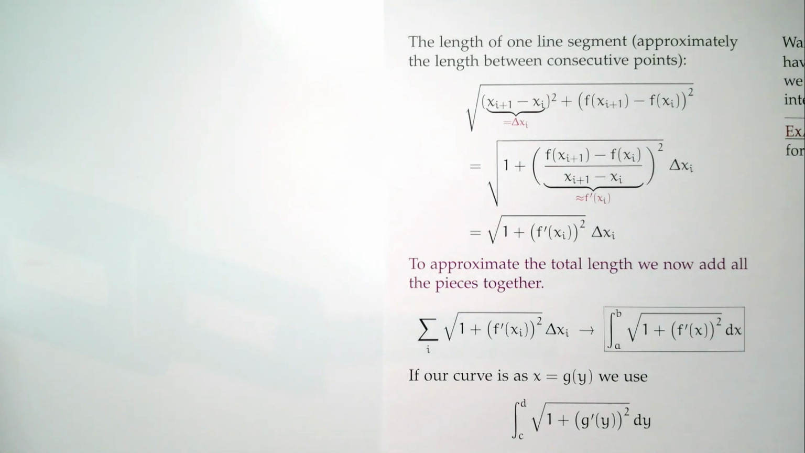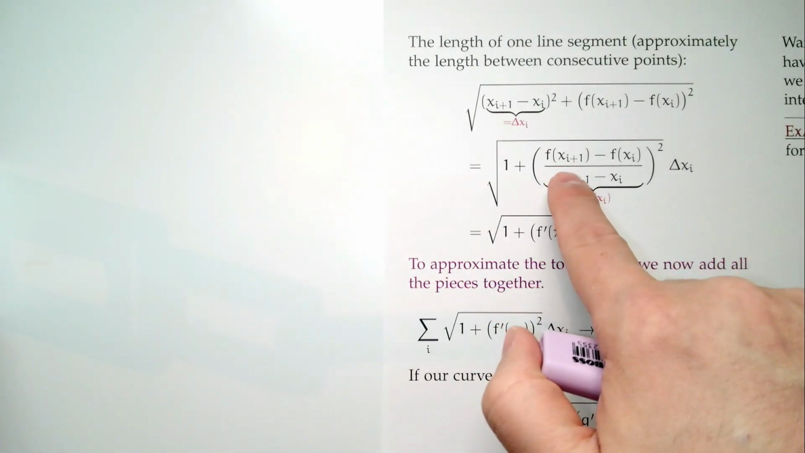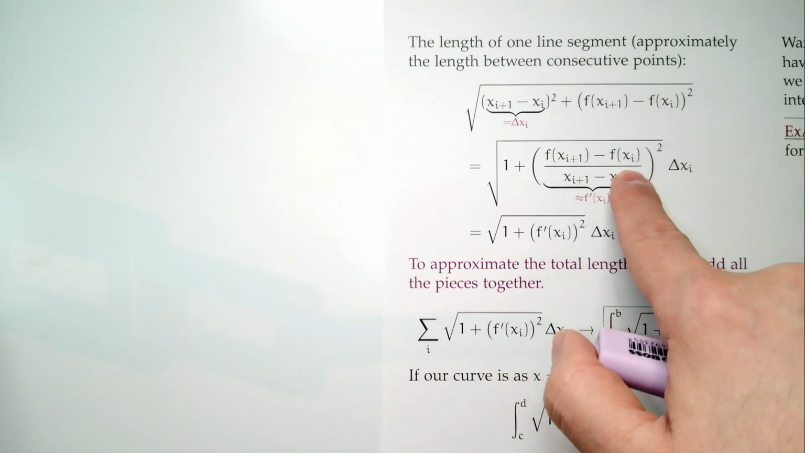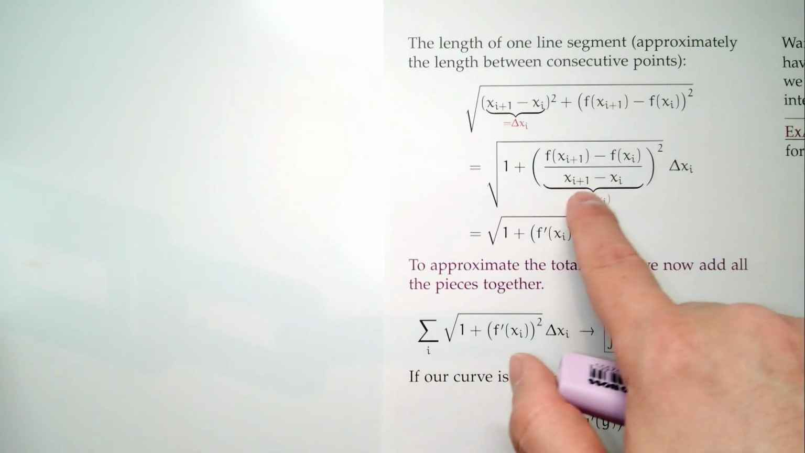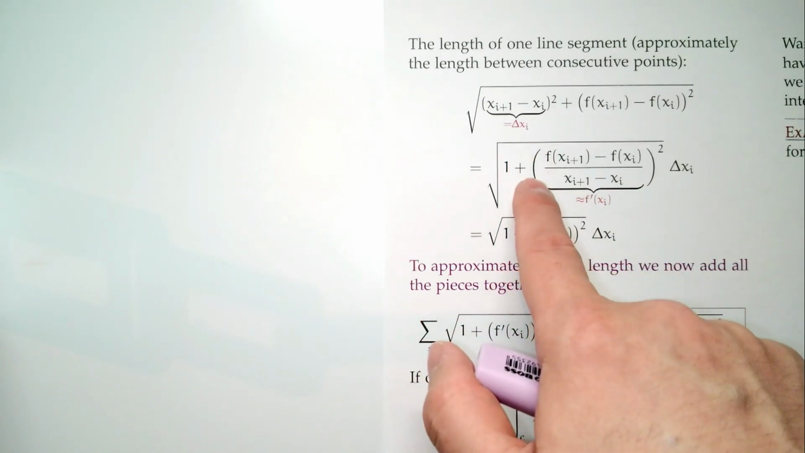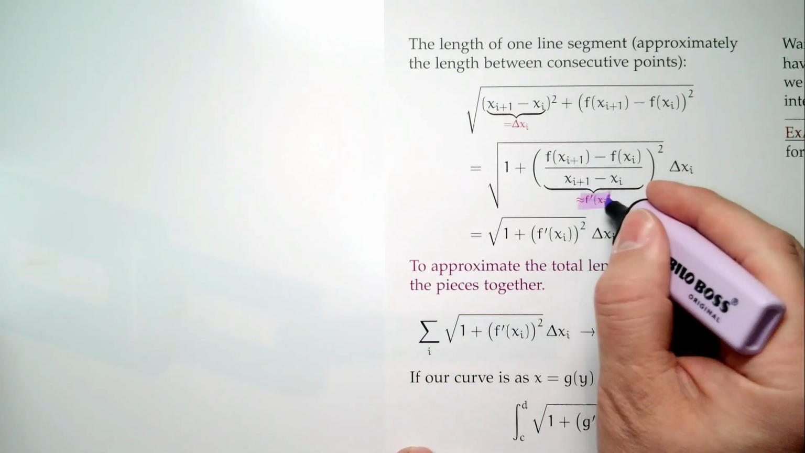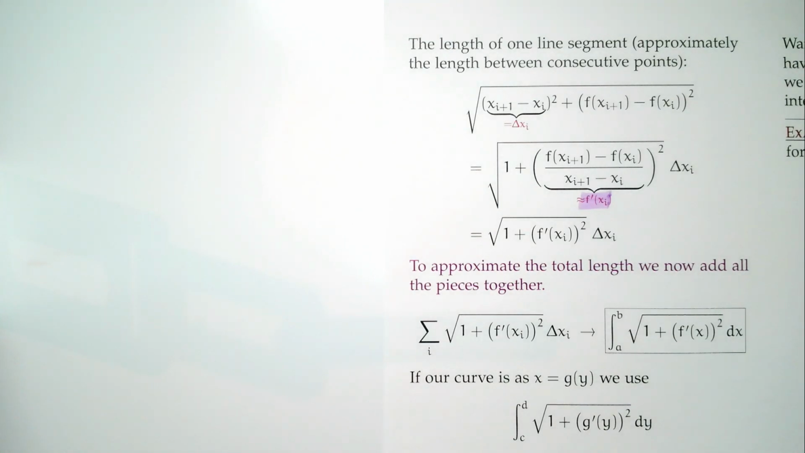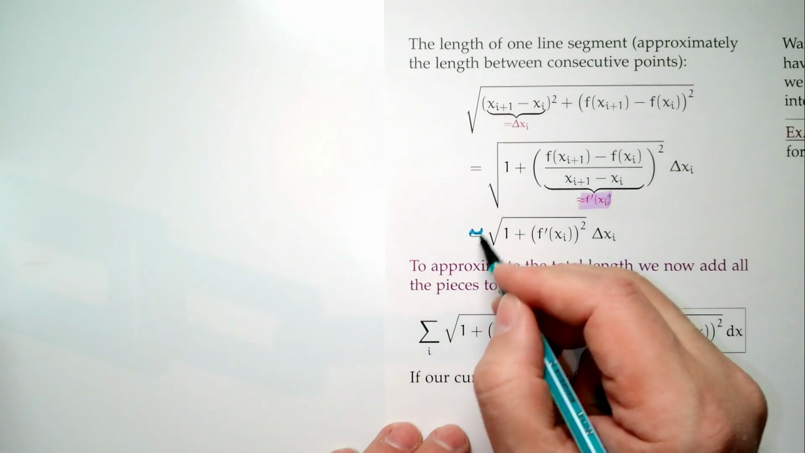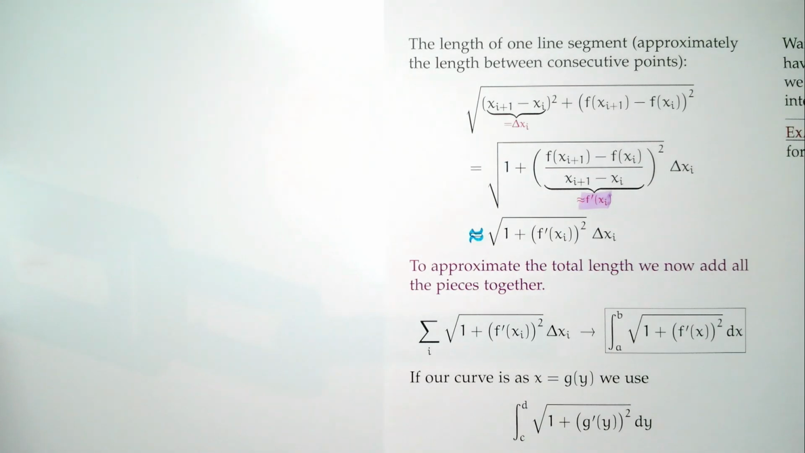And now the great aha is to say, what does this look like? I have a small change in f over a small change in x. So looking at a small change of the output over that small change of the input. And this is the key, that this is approximately the derivative. Therefore we have that the length of our line segment is approximately equal to the square root of 1 plus f prime of x_i squared, times delta x_i.